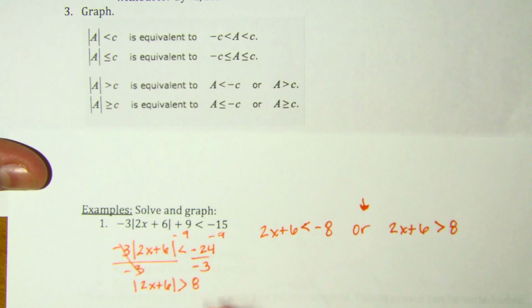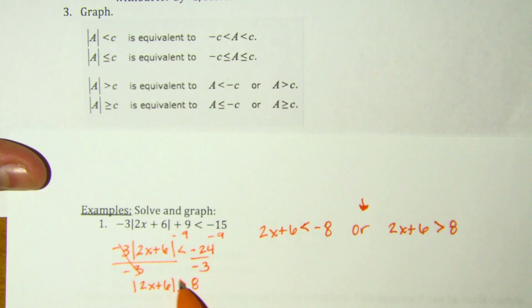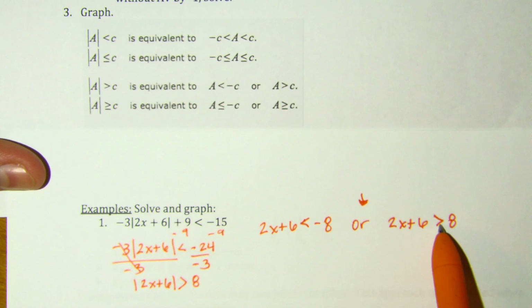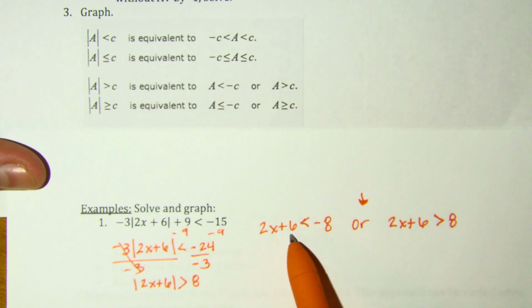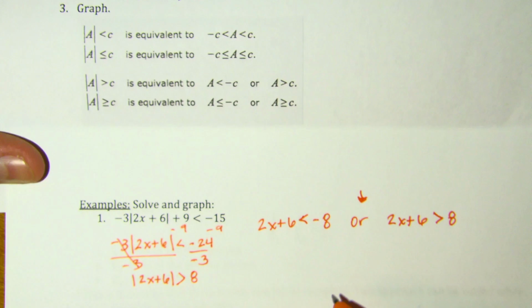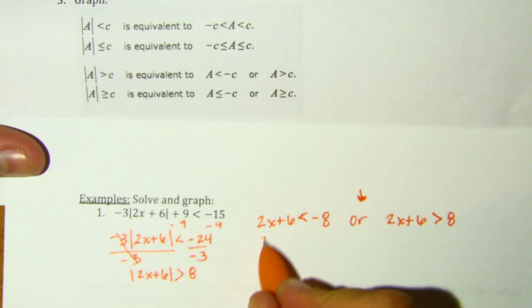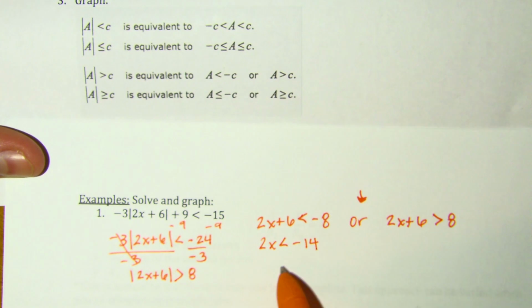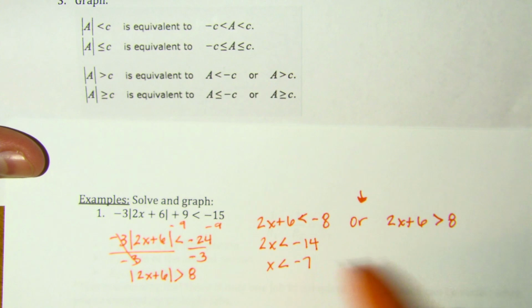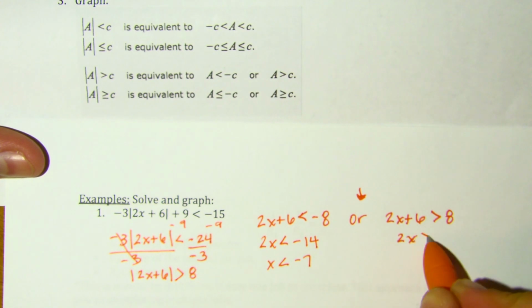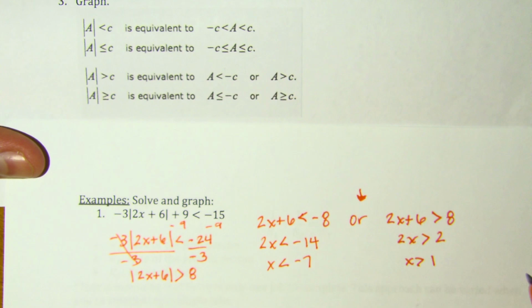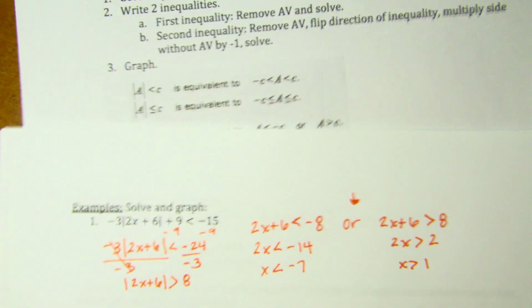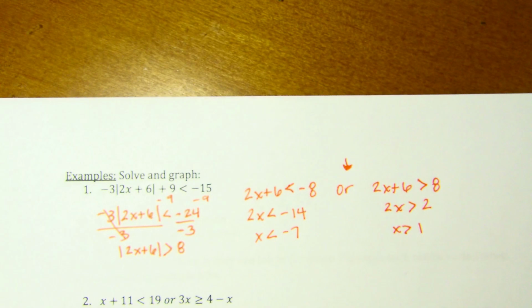So notice that this one is just keeping the same exact thing here, pointing towards it, +8, everything is exactly the same. We just took away the absolute value. This one, the inequality flipped directions, multiplied by a negative, no absolute value anymore, and we're using the word or. So now I can solve both of these, and I can subtract 6. I have 2x is less than -14, and then x is less than -7, and then subtracting 6, 2x is greater than 2, so x is greater than 1. And again, we're remembering the word or here.